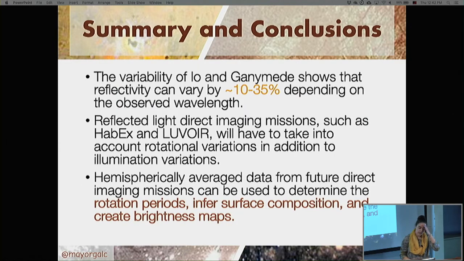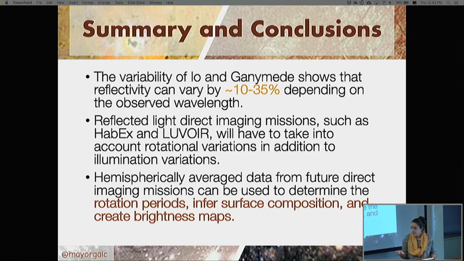And so just some takeaways here at the end. The variability of Io and Ganymede shows that reflectivity can vary by 10 to 35%. Okay? This is non-negligible depending on the observed wavelength. And these are pretty wide filters that we were looking in, right? So you could presumably do spectroscopy, get some narrower filters, and really pick out compositional differences here.